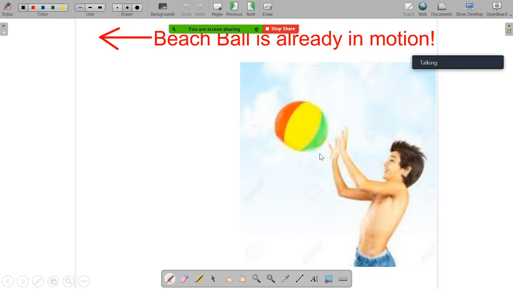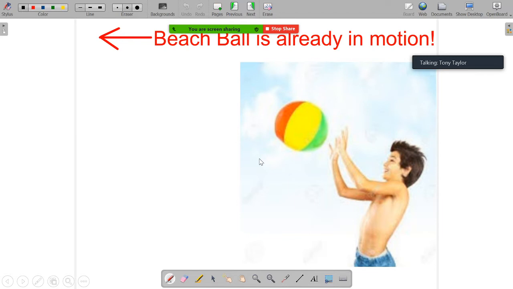So, guys, let us imagine here that I have a kid, and this kid is throwing a beach ball. Just pretend in your mind that this beach ball has been released from this kid's hands, and it's flying in this direction. It's flying to the left.